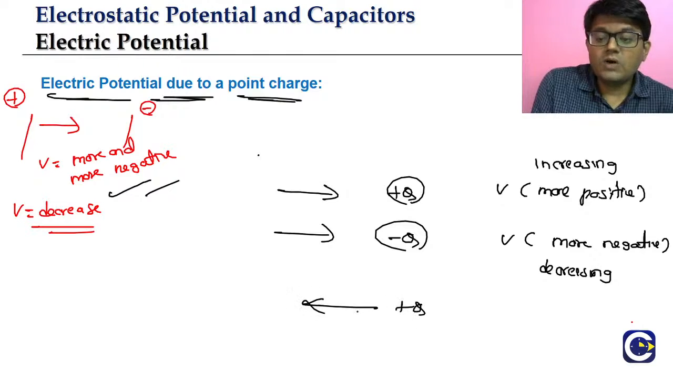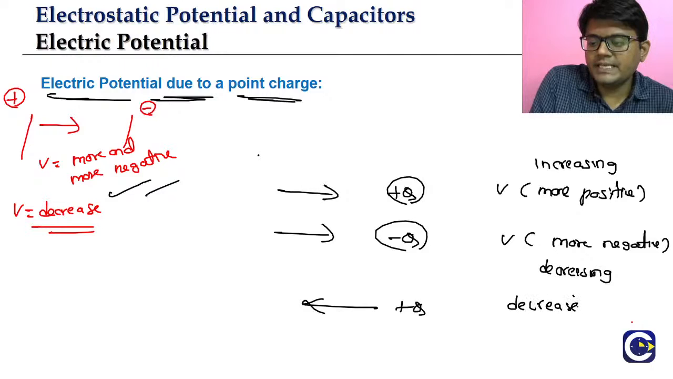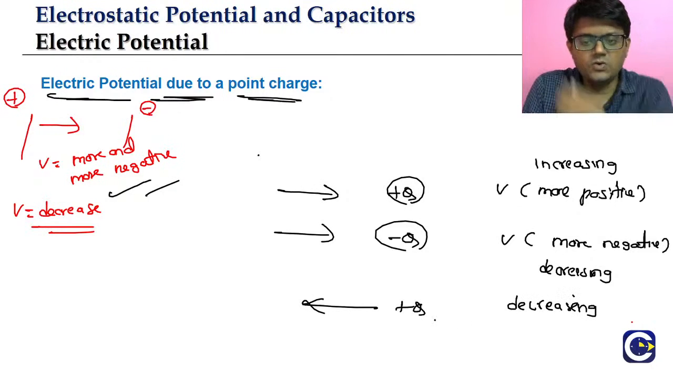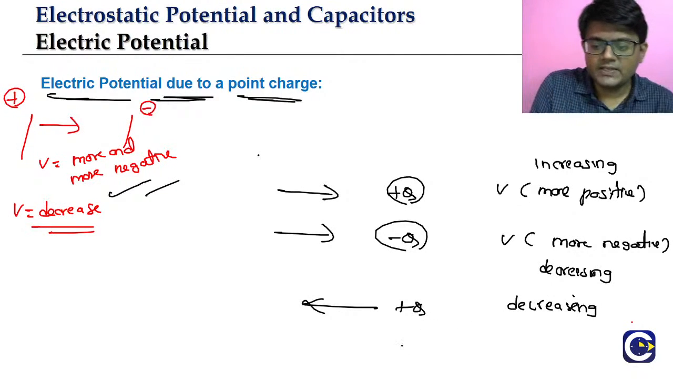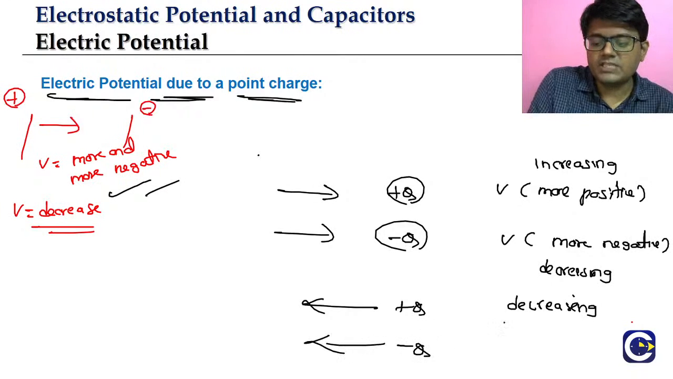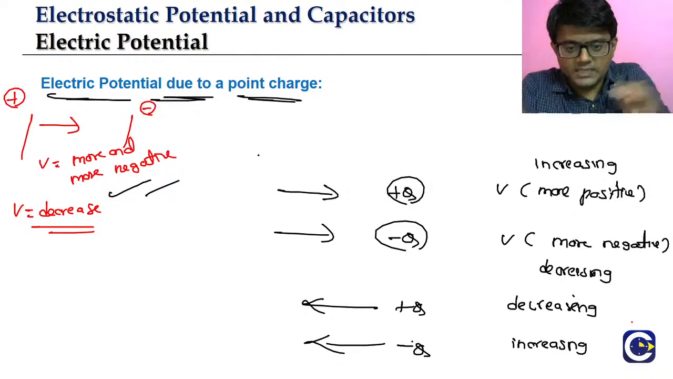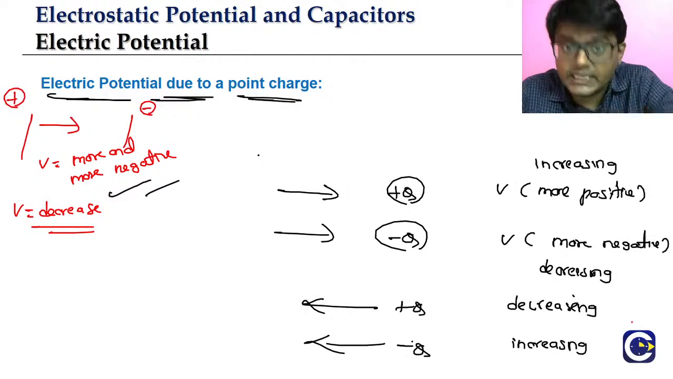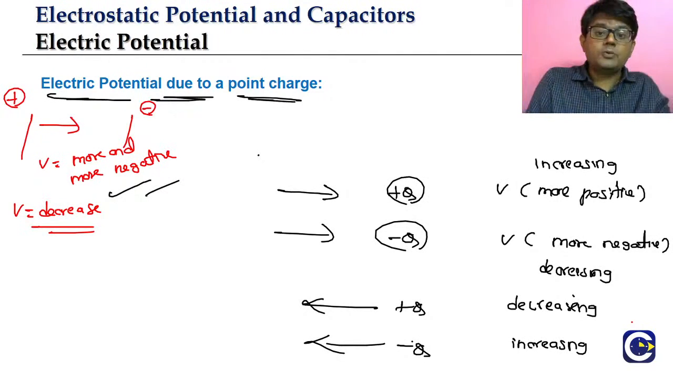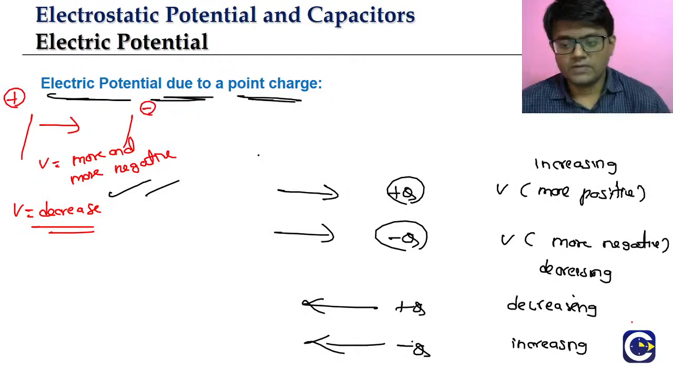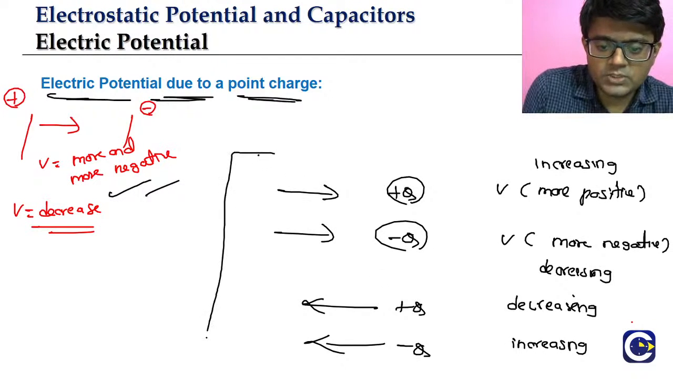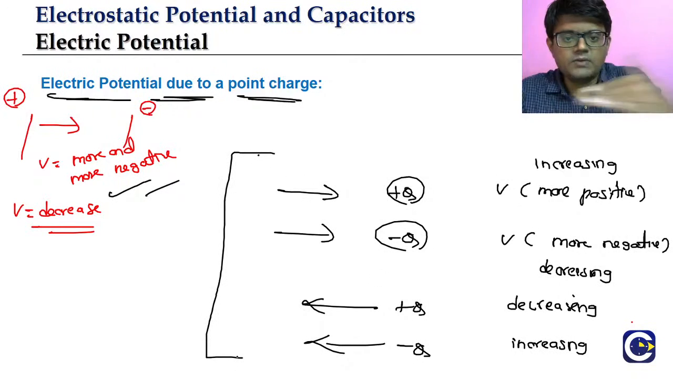If we go away from the positive charge, then potential will be decreasing. If you go away from negative charge, potential is going to be increasing. Because when we approach a negative charge, potential is becoming more and more negative, which means it is actually decreasing. So if you are moving in the opposite direction, potential will be increasing. Okay, wow. So this is how the potential is going to change based on our movement.